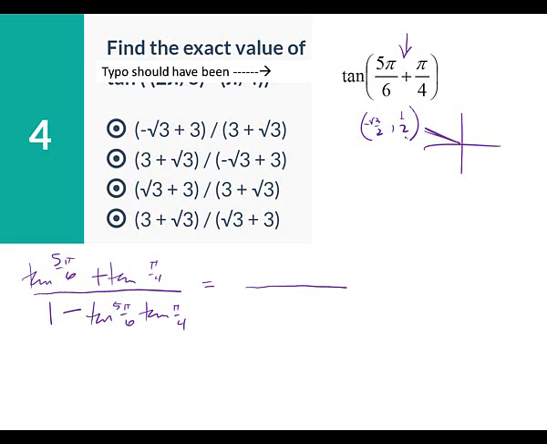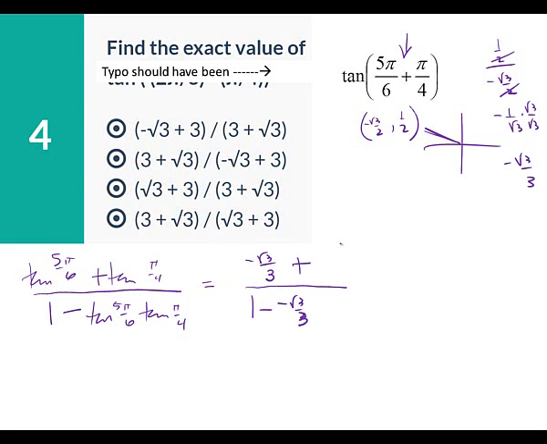1/2. Okay, so I've got to do the sine over the cosine, right? So it'd be 1/2 over negative square root of 3 over 2. So what happens with those 2's? The 2's cancel out. So you got -1 over square root of 3, which if I rationalize that, I get negative square root of 3 over 3. And that's going to go in 2 places.